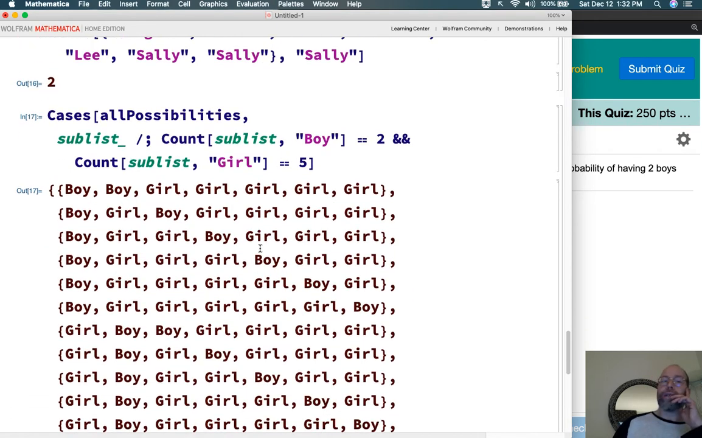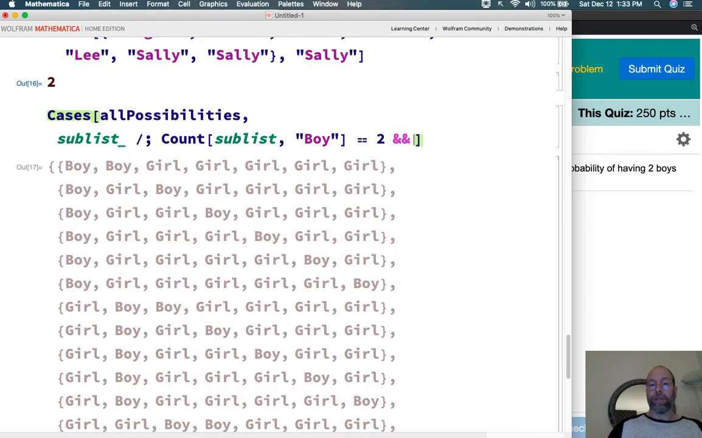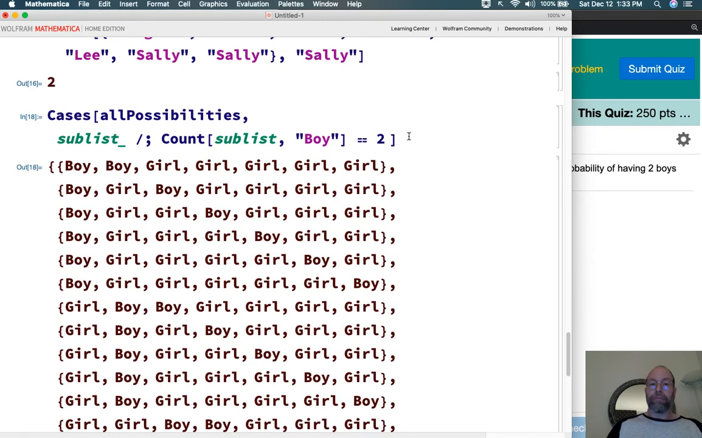Okay, so now we see all of these different possibilities. And actually, if you have 7 children and 2 of them are boys, 5 of them have to be girls, which means if you want to, you could just eliminate this and you'll get the same answer. That's kind of redundant. You really don't need to test for 5 girls because if there are 7 children and 2 of them are boys, you know the other 5 have to be girls. So we're going to get the exact same answer as before.